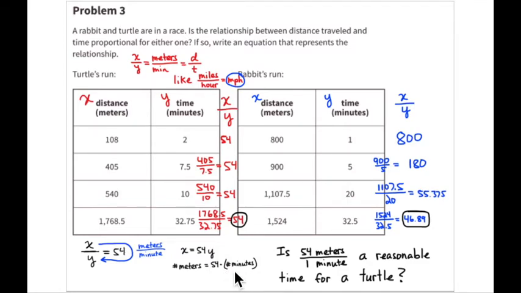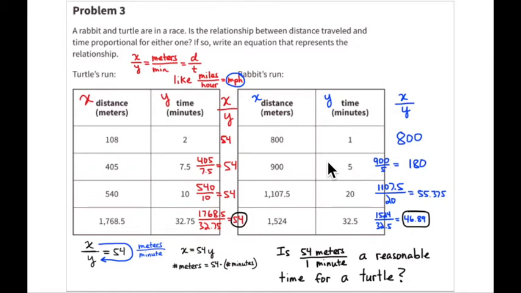Now notice that the units for meters are much larger than the units for time, and actually the units for meters for this problem are going to be 54 times the units for minutes. So 1 minute is going to equal 54 meters. 2 minutes is going to equal 108 meters.